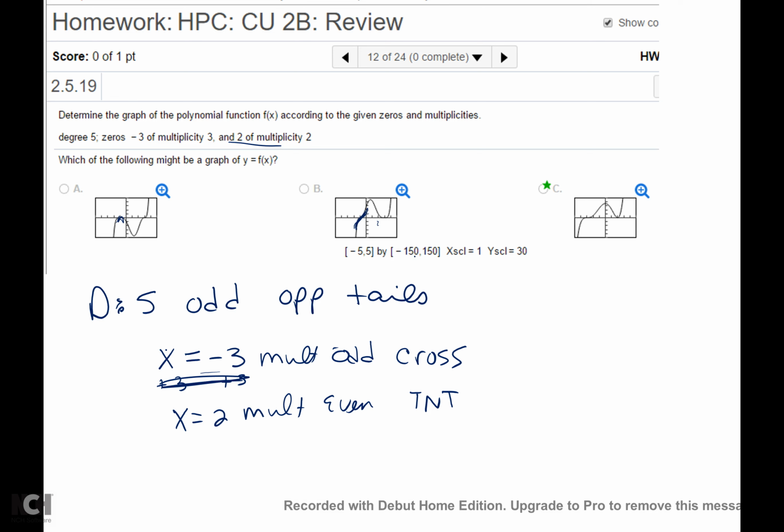Negative 5 to 5? So this one's counting by 1s. Anyway, there's my positive 2. No, that's not even crossing at 2. That's over here at 3, so that one's out. Okay, this one, at negative 3, it does cross. And at positive 2, it does touch and turn. Okay? So the graph has to be C.